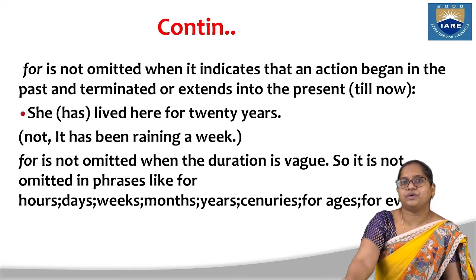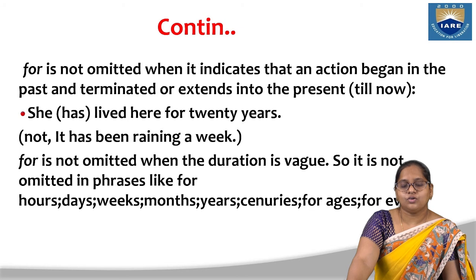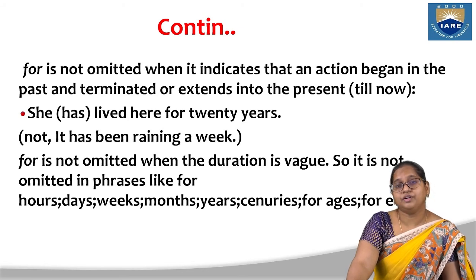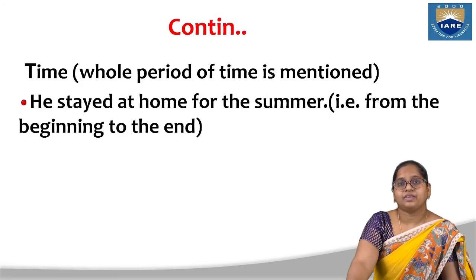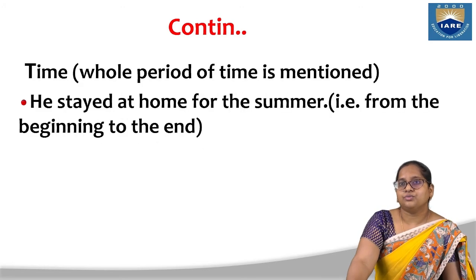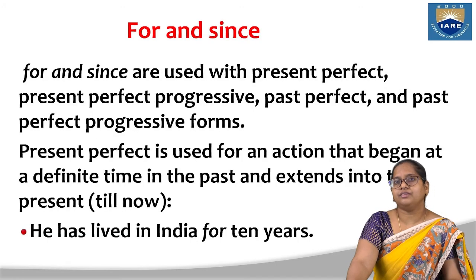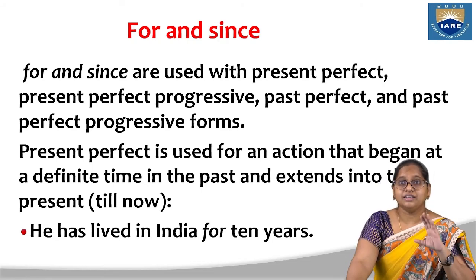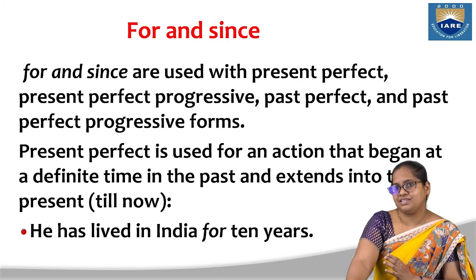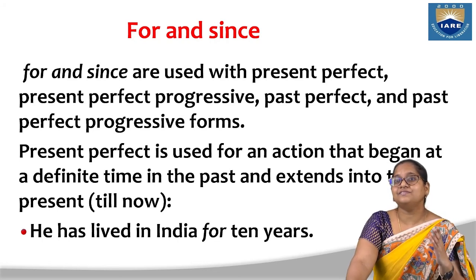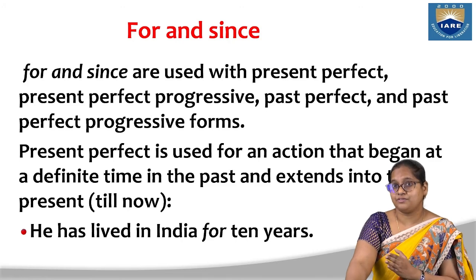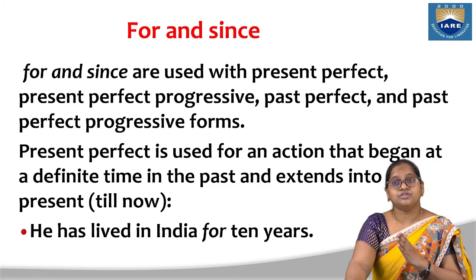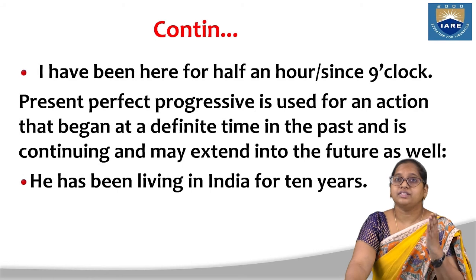She's lived here for 20 years. Also, for is not omitted when you are referring to hours, days, weeks, months, years. So, these are a few. For and since, again, these are very confusing, and these are used with perfect tenses. For example, she's lived in India for 10 years. So, has lived, perfect tense is used, and you can use for.